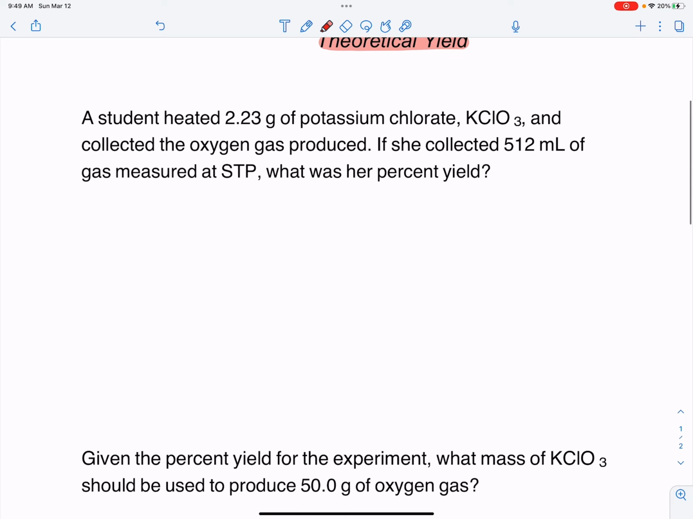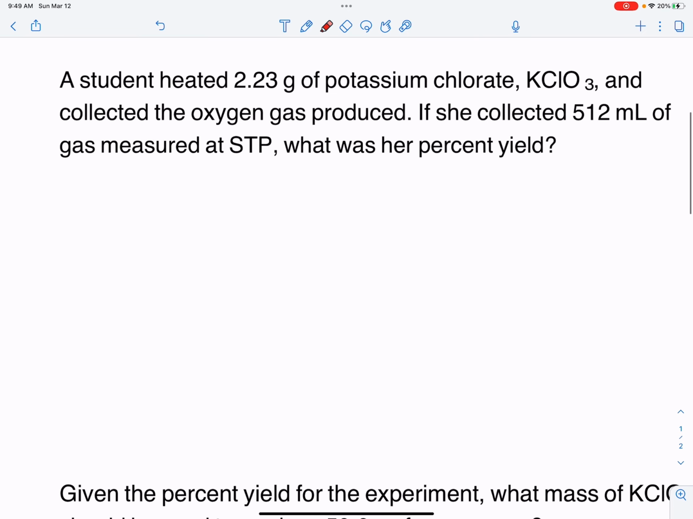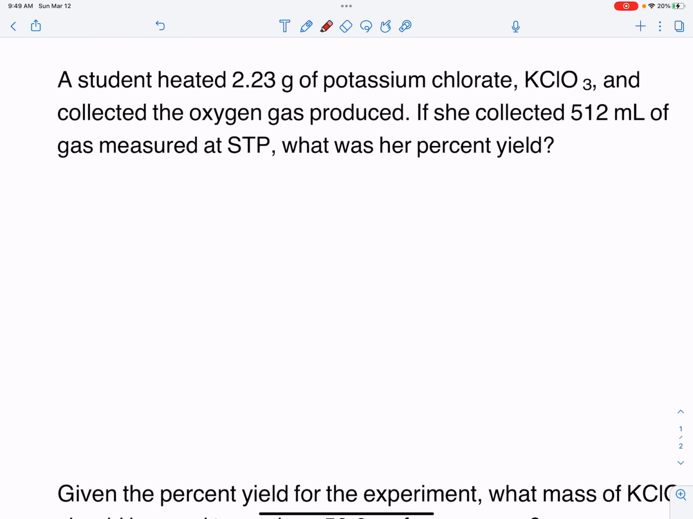So let's do a simple calculation with percent yield. The simplest type is simply to find the percent yield. So here we have a question: 2.23 grams of potassium chlorate is heated. The oxygen gas that is produced is collected, and a student collected 512 milliliters of oxygen measured at STP. What is the percent yield?